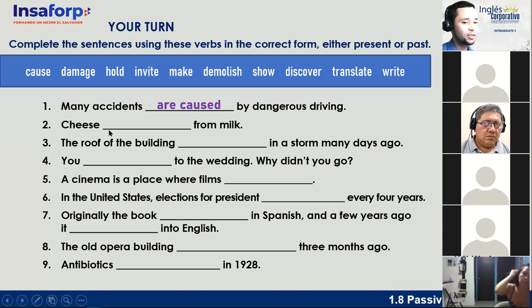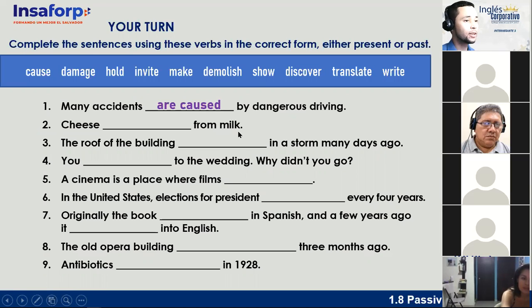Number two, cheese, blah, blah, blah, from milk. Is this in general? Are we talking about something that occurs in general? Or are we talking about a specific event in the past? General. In general, correct. So that means we're going to use the verb be in present. Cheese, blah, blah, blah, from milk. Make. ¿Cuál será? Are make.